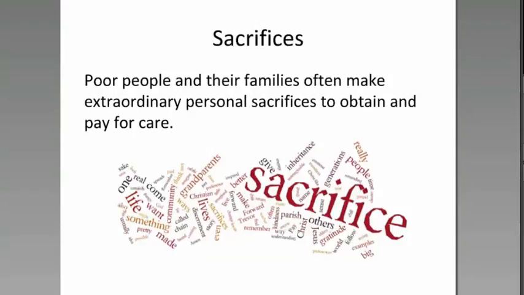And next we look at sacrifices. So poor people and their family often make extraordinary personal sacrifices to obtain and pay for care. And again, this also ties back to the financial piece as well, that if you're not seeking out care until much later in your illness, to the point where you're getting diagnosed with something late, or you're trying to seek treatment for something after you have been experiencing the illness for a long period of time, that the health outcomes aren't going to be as strong.